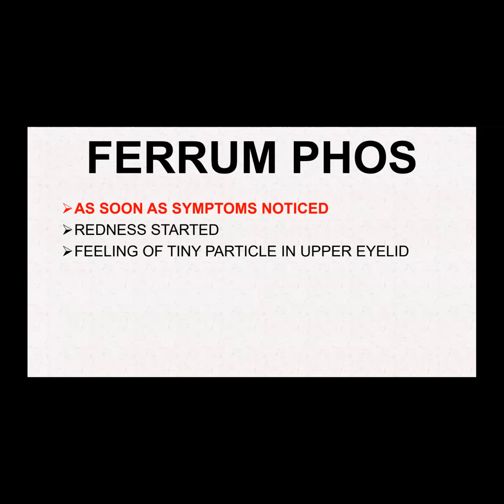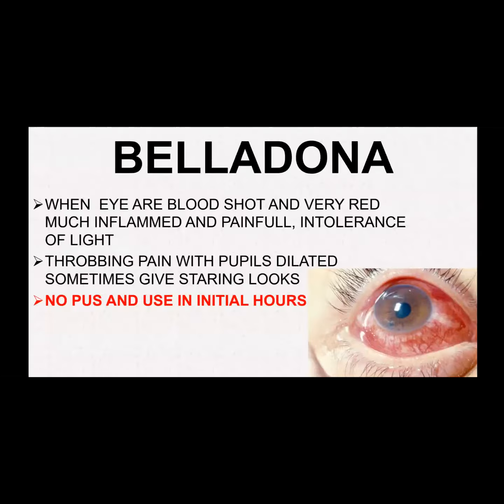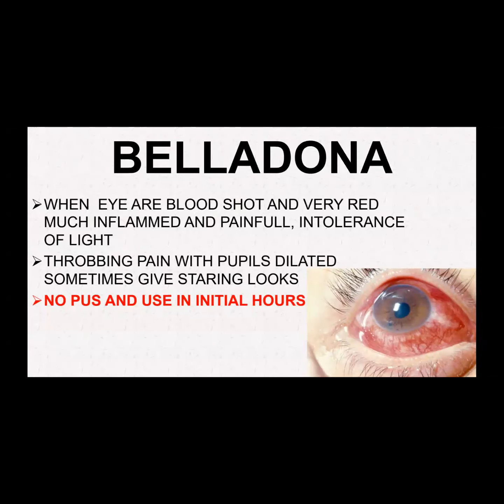And the third medicine which we use in the first stage of conjunctivitis is belladonna, the most used medicine in this current scenario. Everybody knows clearly about belladonna, the first medicine used in cases of inflammation. So in inflammation of the conjunctiva, the symptoms of belladonna are as follows.